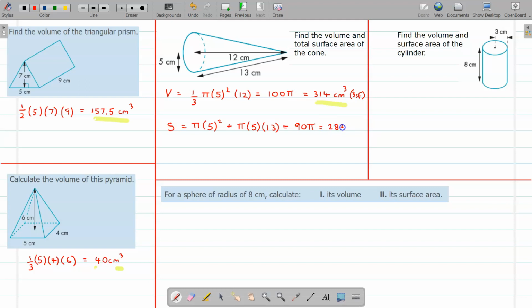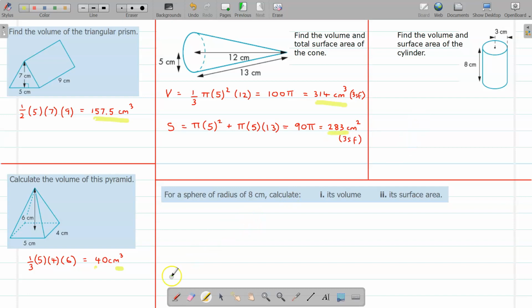283 centimeters squared, because this is area now, not volume, to 3 significant figures. So be careful to include the correct units of measurement.